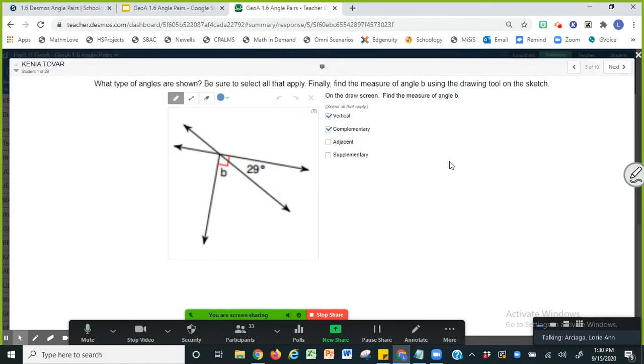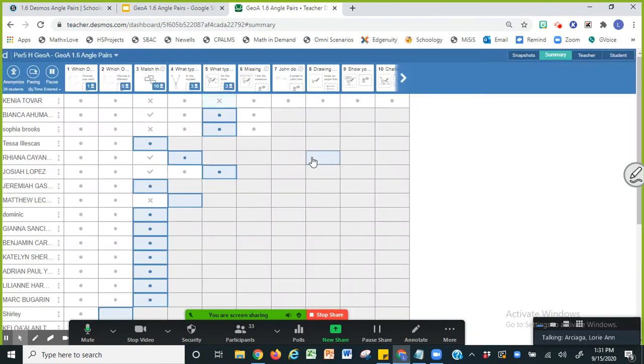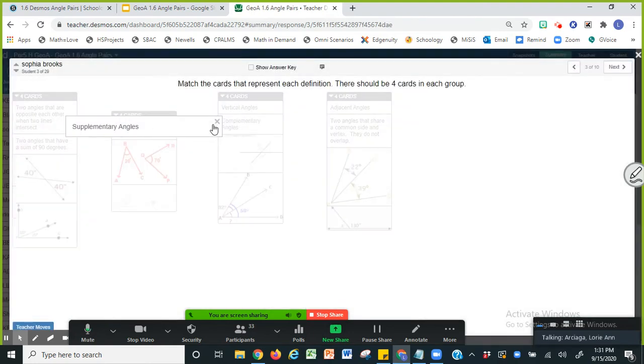Let me see what you guys are working on. So finally, find the measure of angle B using the drawing tool on the sketch. Okay, so be careful when you're choosing vertical. Vertical means they're forming two straight lines intersecting. So that may not be the case for question number 5.